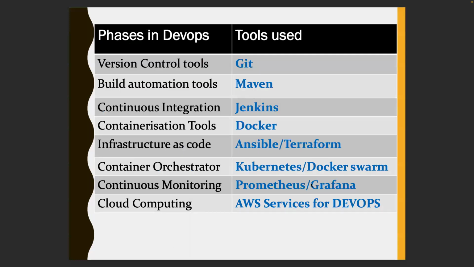And here is the list of tools like Git, Maven, Jenkins, Docker, Ansible, Terraform, Kubernetes, Prometheus, and some AWS services for DevOps. I missed a few topics that are not listed here. Apart from this, topics like JFrog Artifactory and Argo CD are also covered. These are all the latest additions to the course.